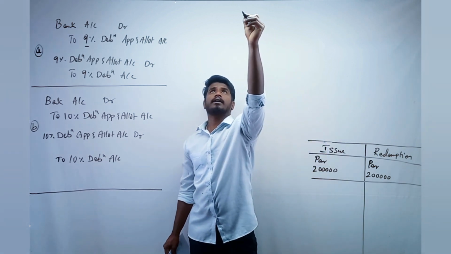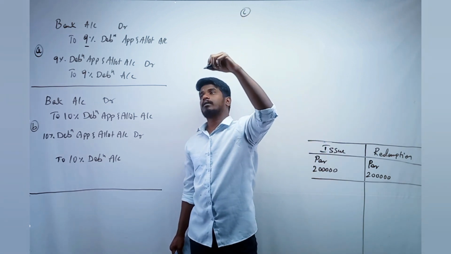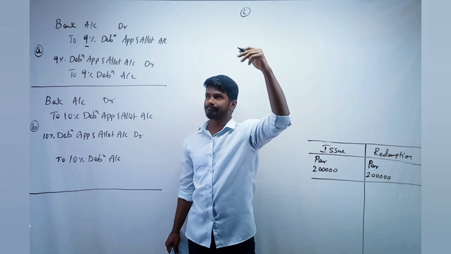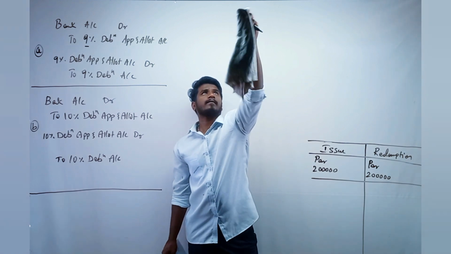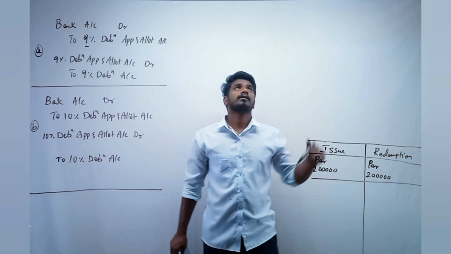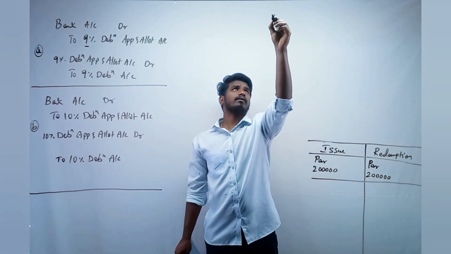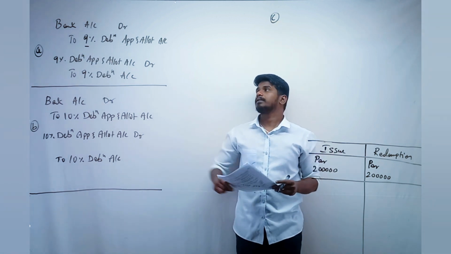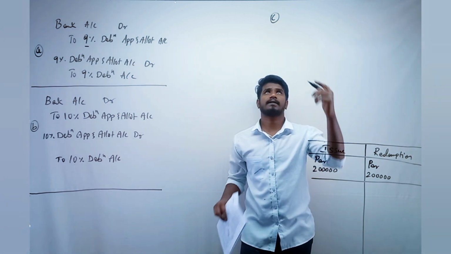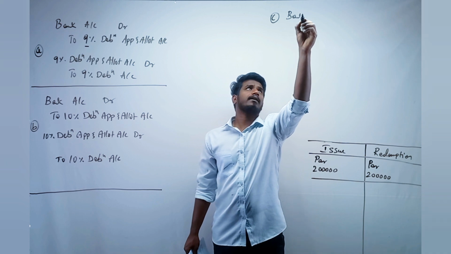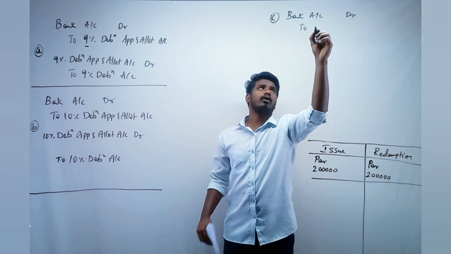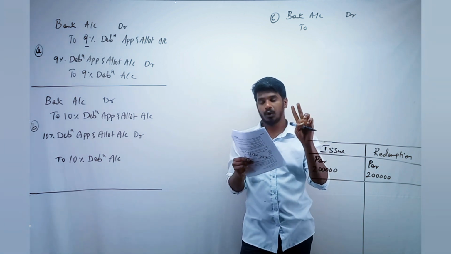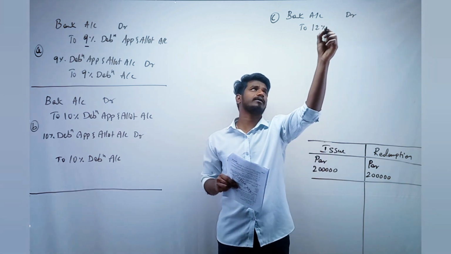So write it here. Is that enough? So the third one, just copy paste the same. Bank account debit, to how much percentage? For C it is 12%. Be careful with the percentage of debenture.